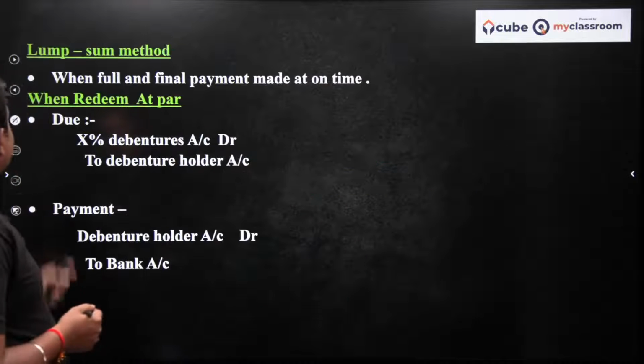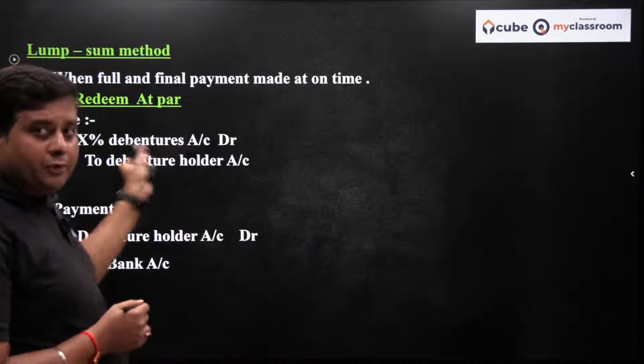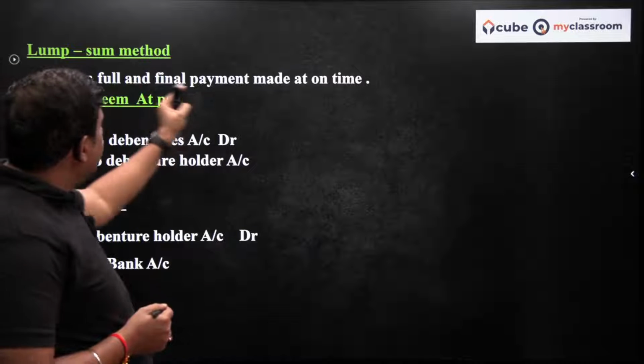Let's go to the next slide. First one is the lump sum method. This is the first method we have. It is when full and final payment is made at one time.